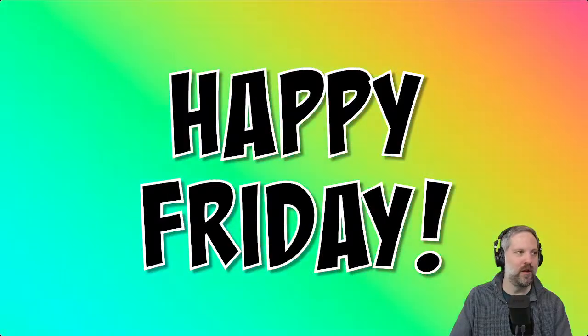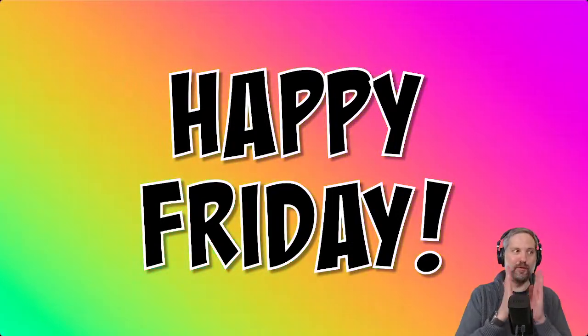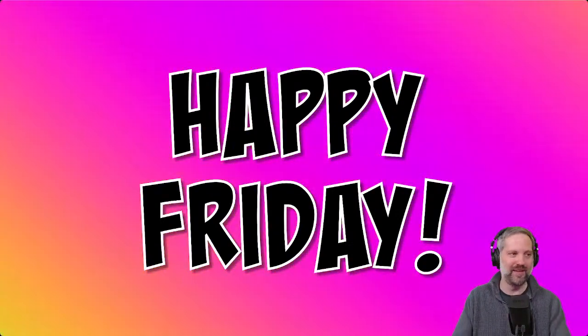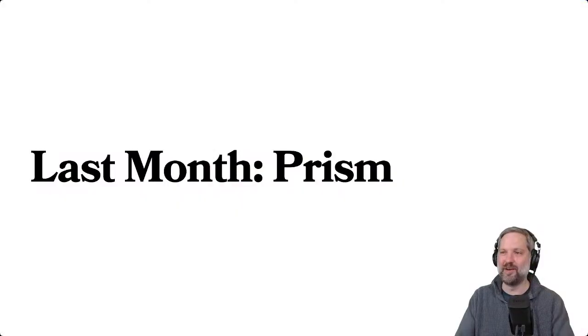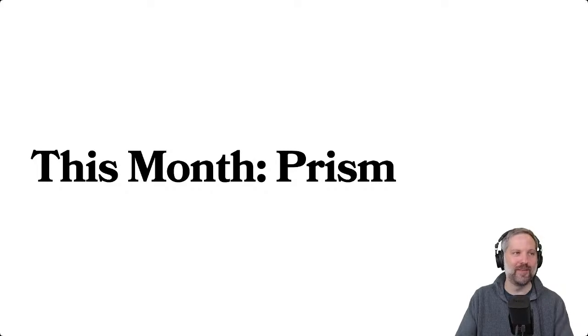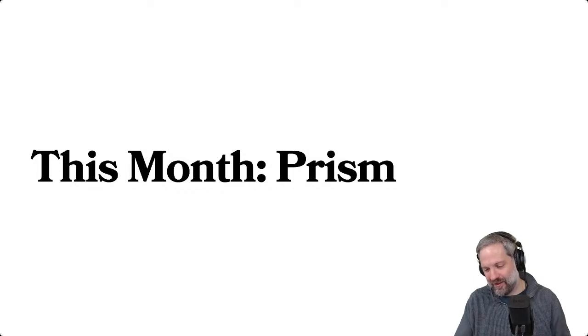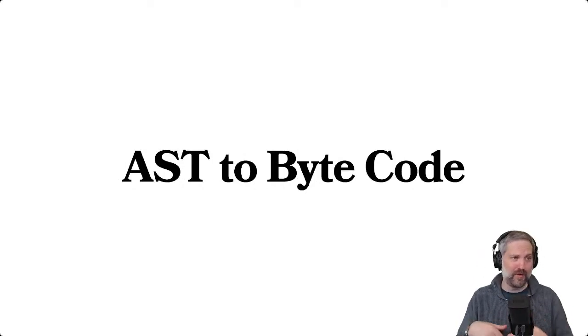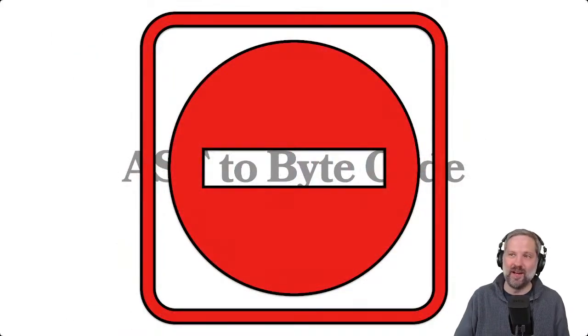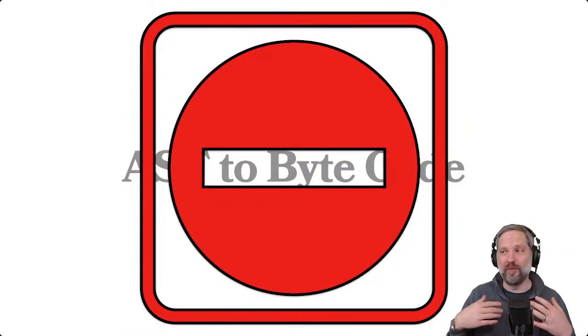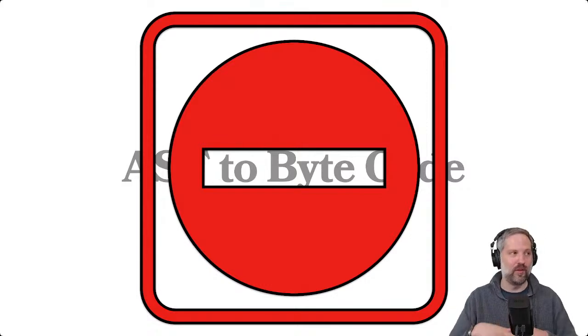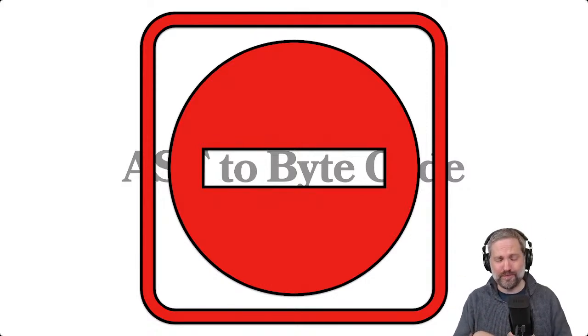Happy Friday, everybody! We made it. Another week down the drain. Last month we hacked on Prism, and this month we're also going to hack on Prism. We covered AST to bytecode translation last month, so we're not going to do that this month. If you want to learn about going from AST into bytecode, go watch the live stream from last month. We're just going to build on top of that knowledge this month.